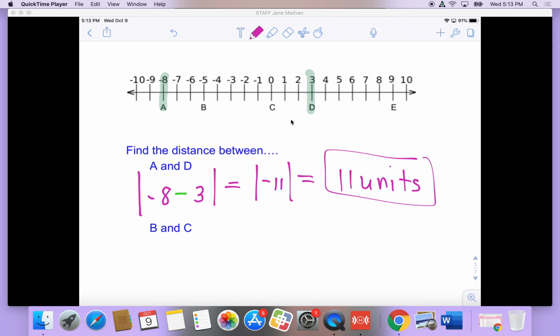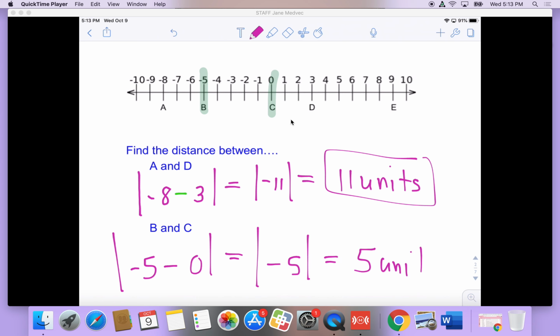Okay, let's move on to the next one. We've got B and C. So again, I'm going to take the absolute value. I'm going to grab my B, which is -5. I'm going to subtract the value of C, which is 0. So the absolute value of -5, and I end up with 5 units. So when you do these on your assignments and your quiz and test, this is how I would like you to do those. It's also really good practice when we do absolute values.